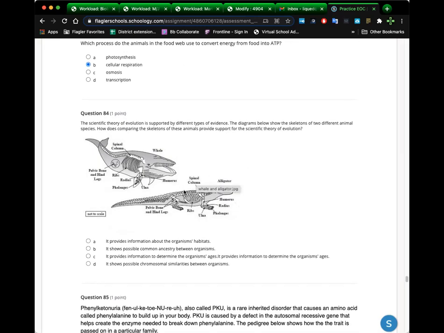All right, homologous structures. This is showing homologous structures. These organisms have similar bones, but obviously very different functions. It's just a common ancestor. When in doubt, if one of your answers shows a possible common ancestry and you don't know the answer, it's probably the answer.